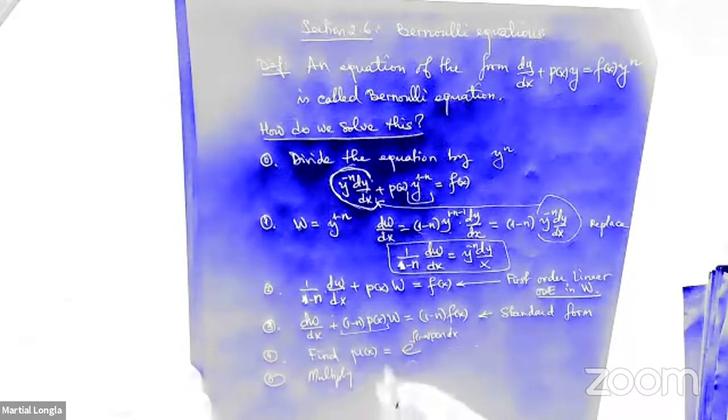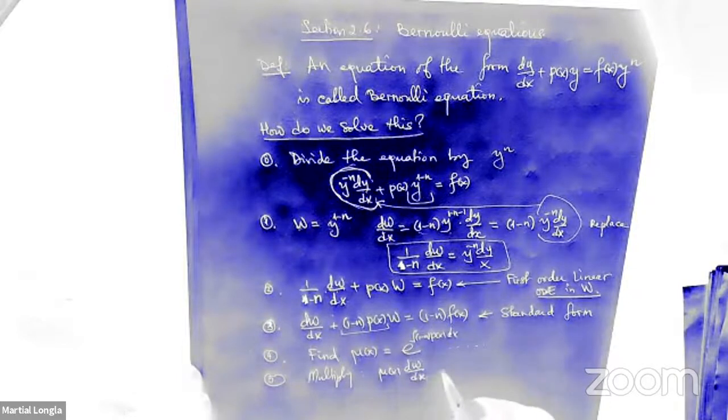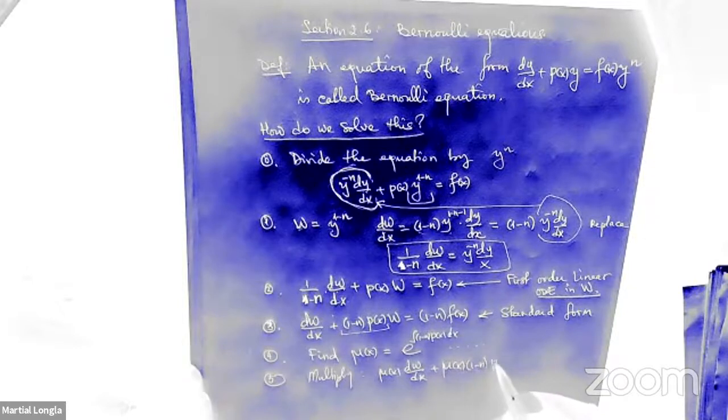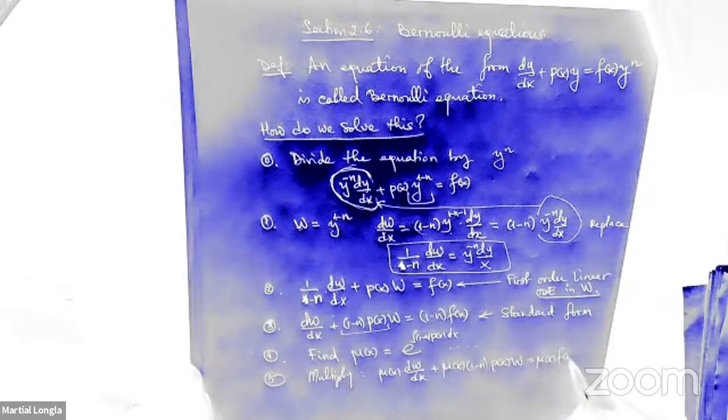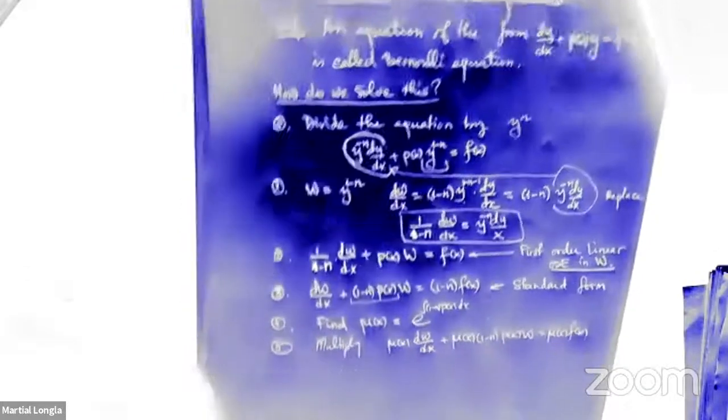When you multiply the whole equation by that, mu of x dw over dx plus mu of x (1 minus n) p of x w equals mu of x f of x, right? And then after multiplying, what do we do for the linear problems? What's the step after multiplying? We discussed that today again when we were giving the solutions of the test. What do we do after multiplying by the integrating factor?